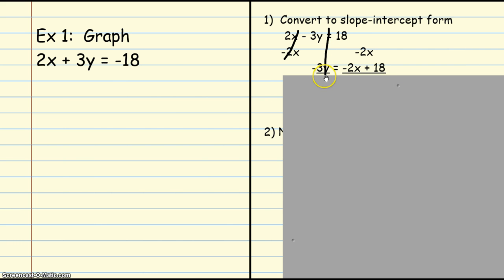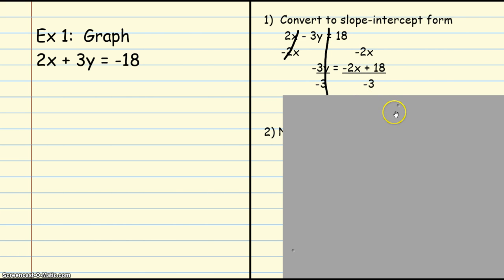All right, the y is almost by itself, but we got to get rid of the negative 3. It's negative 3 times y. So we're going to go one more step. We're going to divide by negative 3 on both sides. And just a reminder, we need to divide negative 2x by 3, and we need to divide 18 by negative 3. So negative 2x divided by negative 3 is a positive 2/3 x, and it's okay to leave it as a fraction. It actually makes it easier for us to graph. And 18 divided by negative 3 is negative 6.